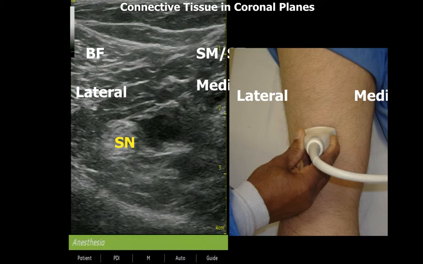In this slide, the image on the right orients the viewer with respect to the position of the ultrasound transducer on the leg. On the left, an ultrasound image shows the investing fascia of the leg. Additional layers of connective tissue are also seen extending between the sciatic nerve and the semimembranosus semitendinosus muscles. Note that during hydrodissection, injection distribution is altered by these tissue planes.